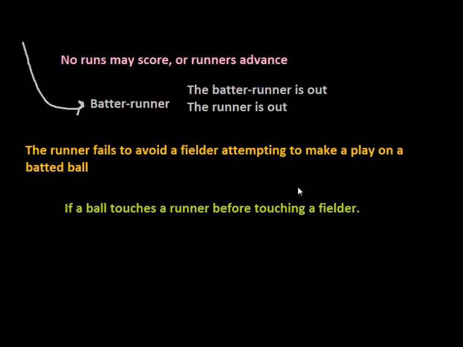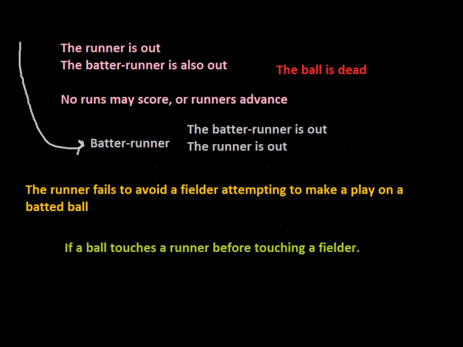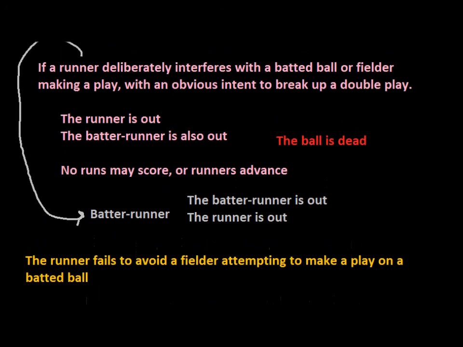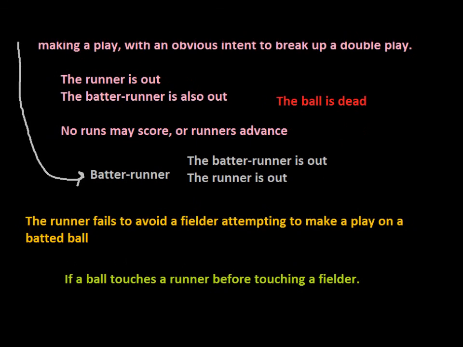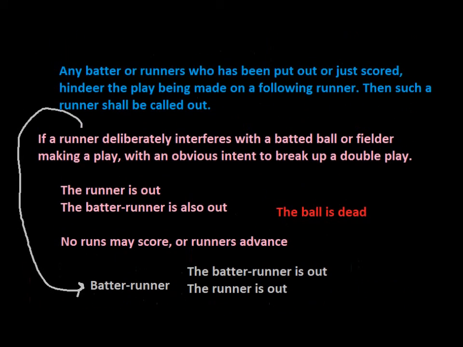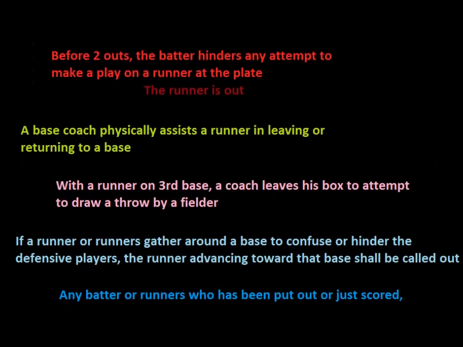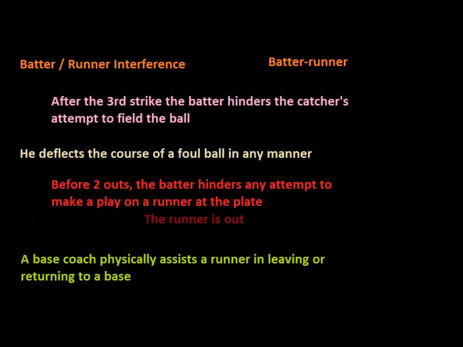So basically what we're saying here is that overall, if you're a runner on the base paths, you should probably try to avoid the ball at all costs, and also avoid all fielders, or you are at risk of being called for batter or runner interference.